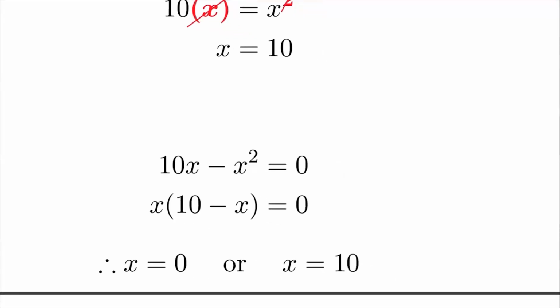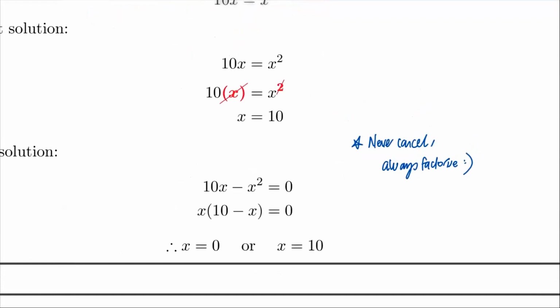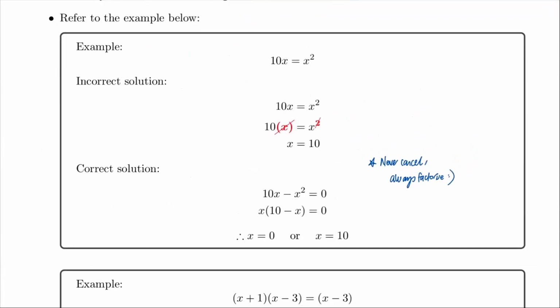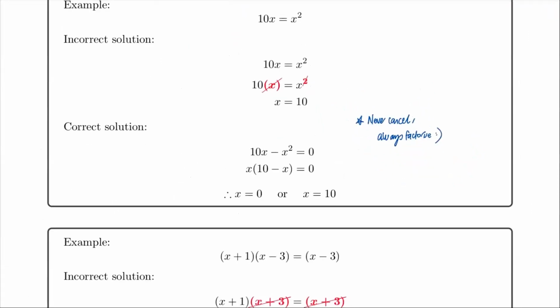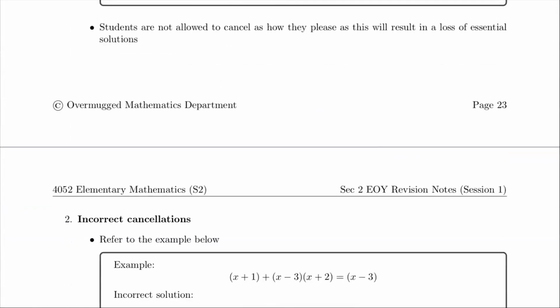Maybe I'll write this for you. Never cancel. Always factorize. Next. Any questions? I believe the next two examples are just another group of examples of people cancelling. Same thing, all rubbish. Please do not follow. You will get it wrong in exams. You will definitely drop solutions if you accidentally cancel like that. Please do not do that. Just take note. Moving on.